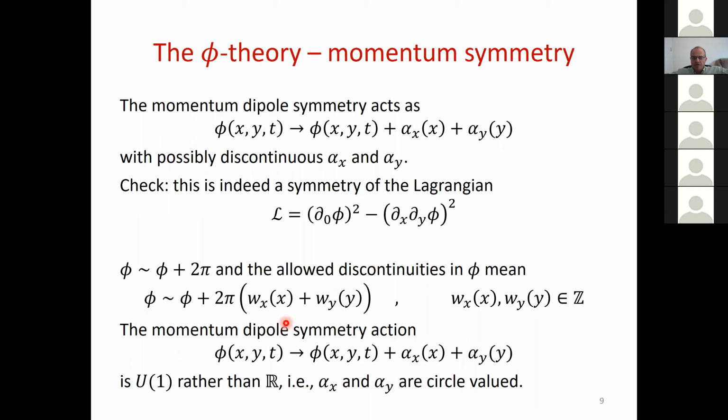So two phi configurations that differ by 2 pi shifts in x, or a 2 pi shift for every value of y, as a function of y, are identified. And that means that the shift momentum symmetry, this alpha of x and alpha of y, at every point x and y are circle valued. So the symmetry is U(1) rather than R.